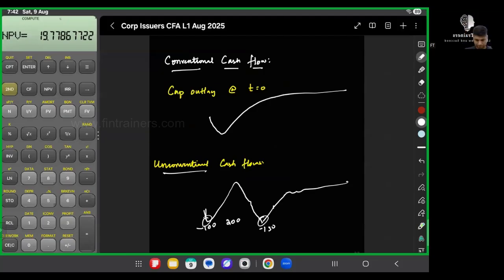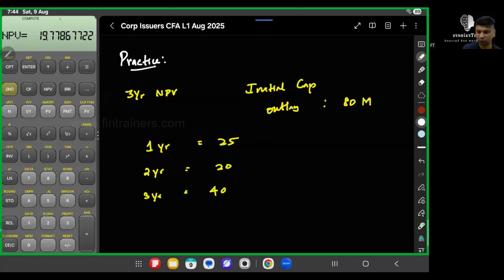All right, so now I want to give you a simple practice on the NPV part. The initial capital outlay is 80 million, and the inflows are 25, 20, and 40. What is your NPV if the discount rate is 14%? R is equal to 14%. Okay, CF0 is how much?